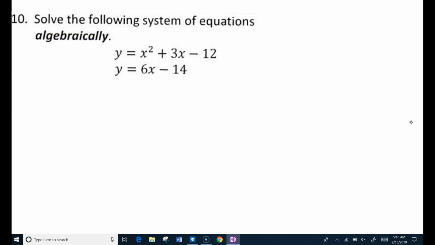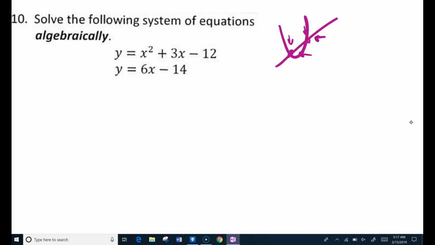Number 10. Solve the following system of equations algebraically. So this is some sort of quadratic, and this is some sort of line, and I don't know how many times they intersect, so I'm just giving a rough estimate here. So I need to find some x values that are going to make the y values for both of the points of intersection, or one of the points of intersection, the same.